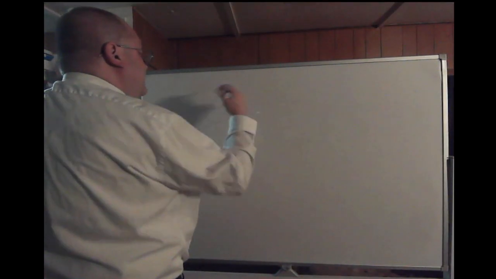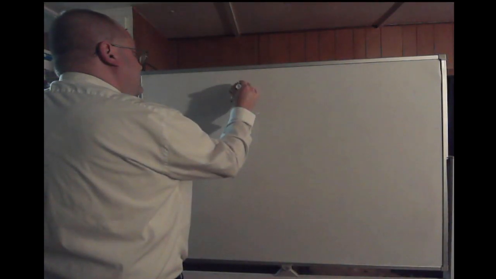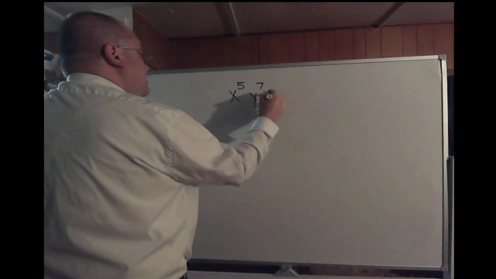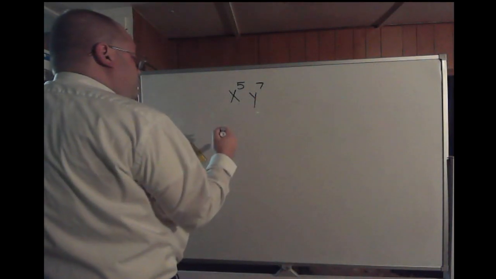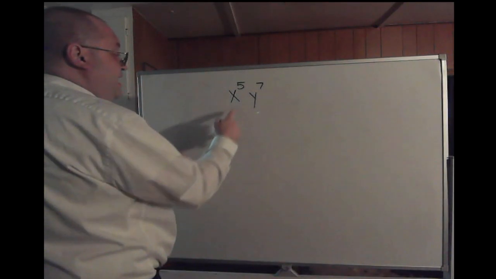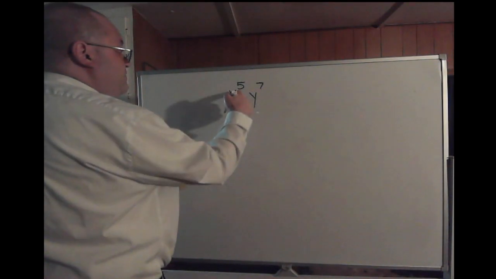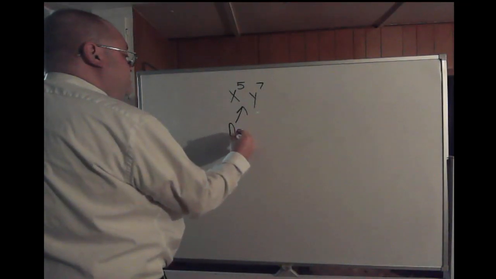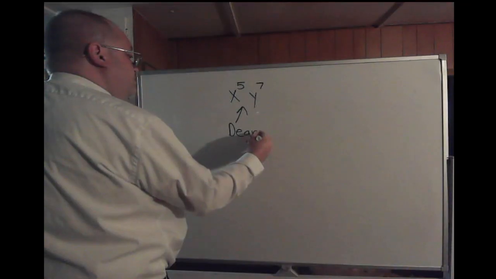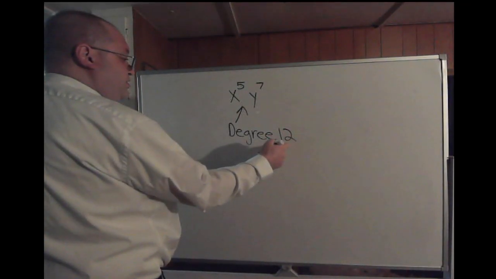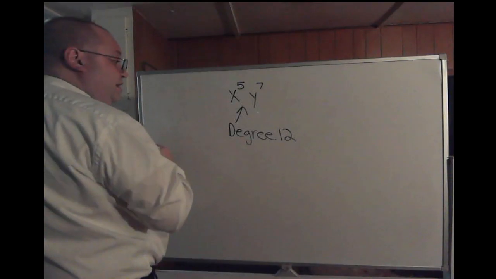Let's say I had x to the fifth, y to the seventh. So to find the degree of this monomial, I'm going to add the powers together. I have the fifth power plus the seventh power. This would be a degree 12 monomial because the fifth power plus the seventh power equals the 12th power. So that'd be a 12th degree monomial.